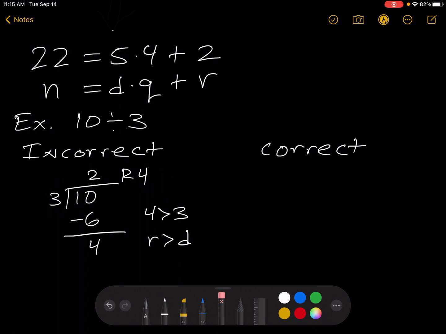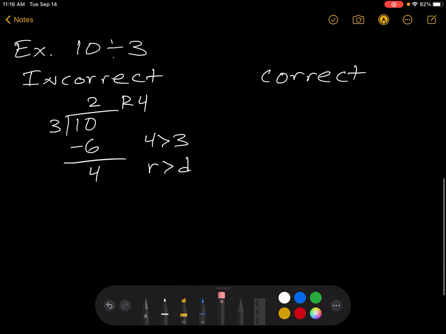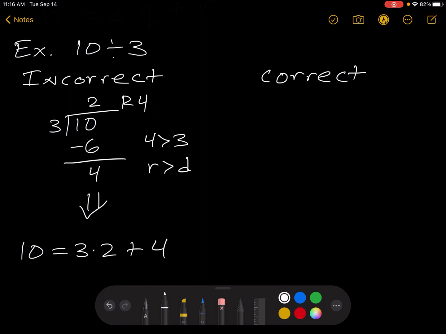And you probably remember this from grade school. What's one way to know that you should redo your work? If your remainder is bigger than the divisor. Okay, and similarly to the last example, this tells us that 10 is equal to 3 times 2 plus our remainder, 4. Now notice that this is a correct statement, that 10 is actually equal to 3 times 2 plus 4.